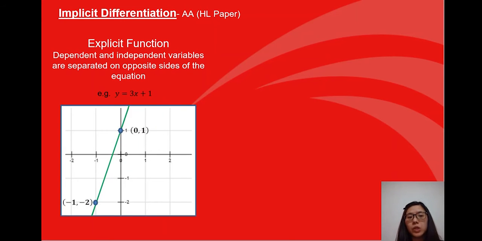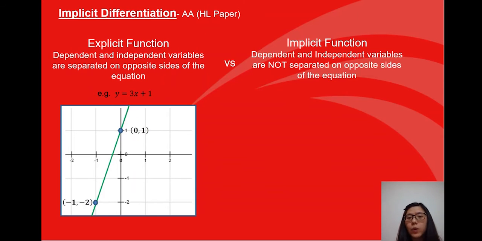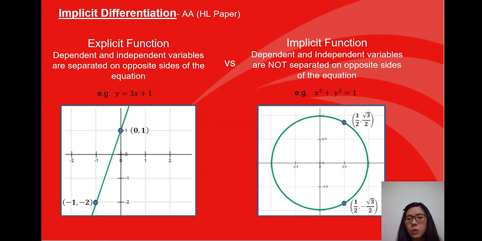An explicit function is basically where your x and y variables are separated onto opposite sides of the equation, whereas an implicit function is where your x's and y's are not separated onto different sides of the equation. You have to be able to recognize this for these types of questions.